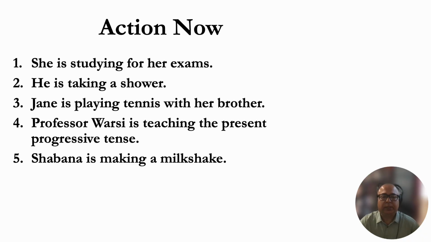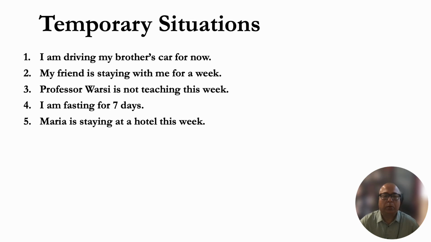So let's look at some examples of actions happening now. She's studying for her exam. He's taking a shower. Jane is playing tennis with her brother. What is Professor Warsi doing? Professor Warsi is teaching the present progressive tense to his student. Shabana is making a milkshake. Okay, so these are actions that are happening now.